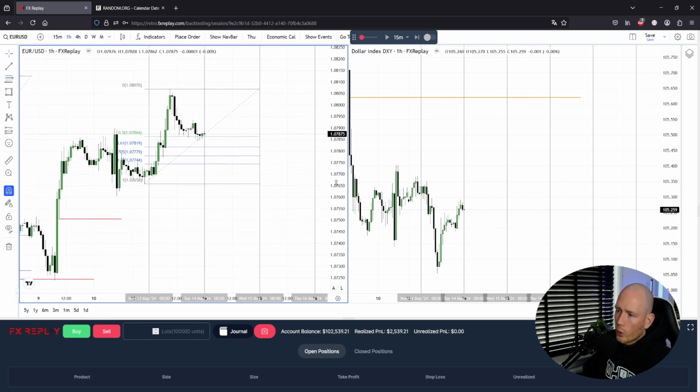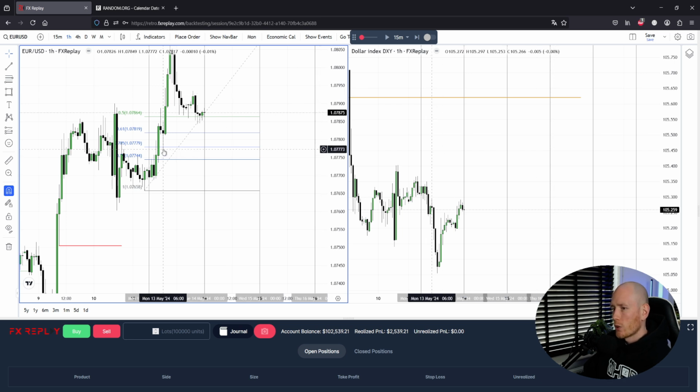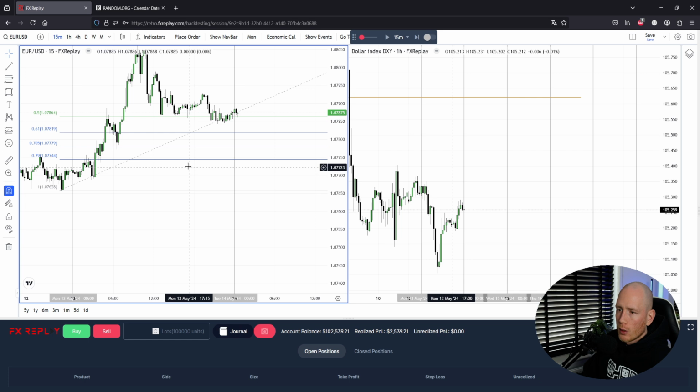Is there anything to order pair? This one is very deep. I don't like that. That's too deep. There's no key level as well. I think we can just run the lows of Asia and then hit this OB here.